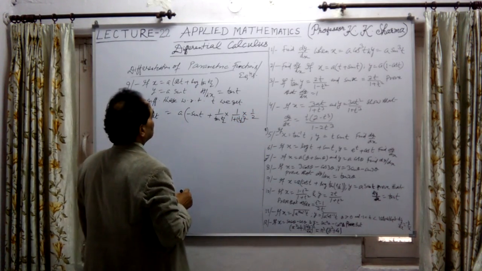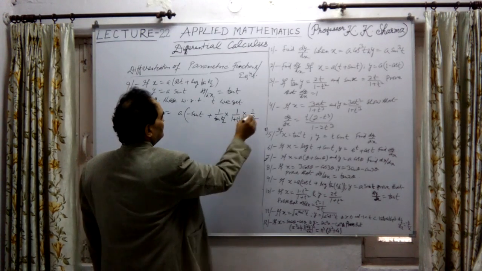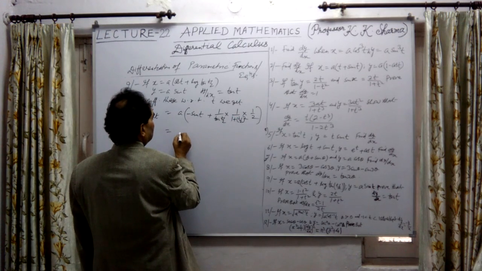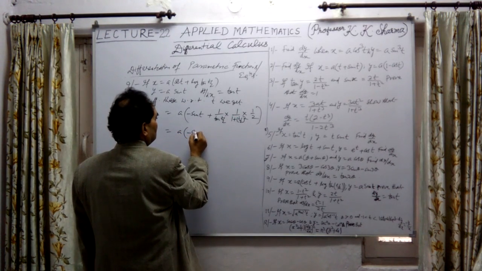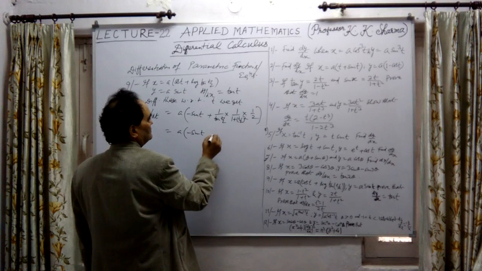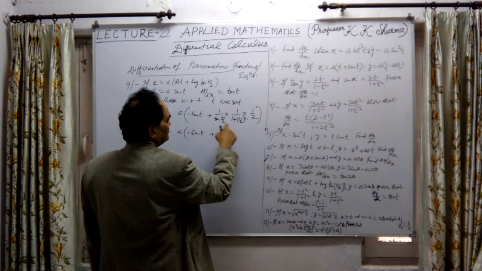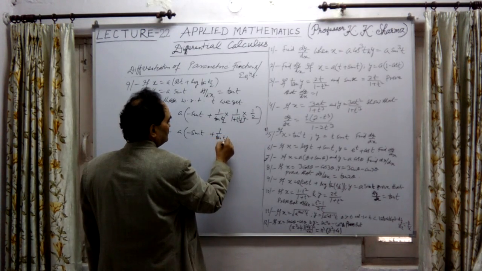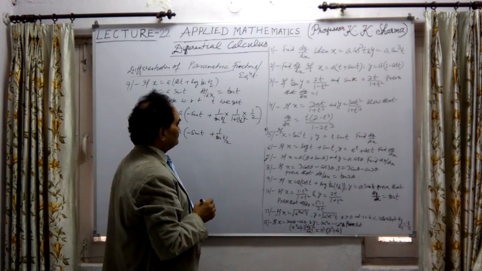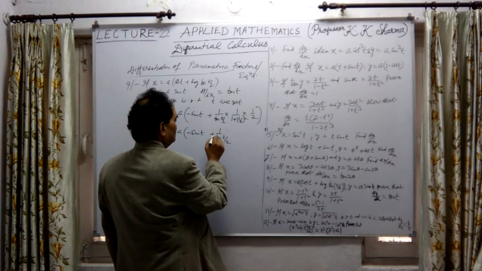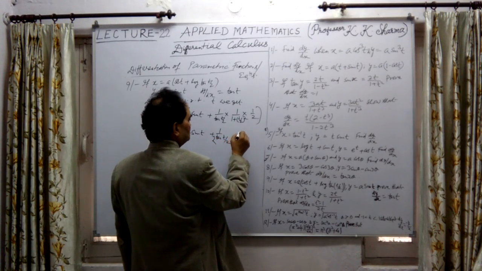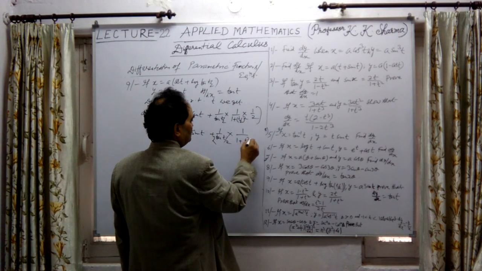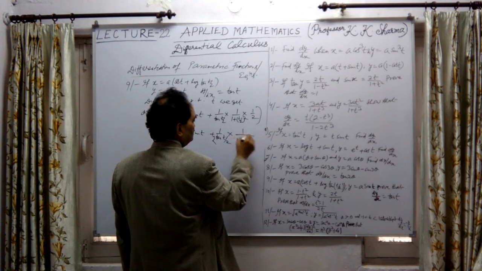I have differentiated it directly. Now let me express this again. This is a(minus sin t plus 1 upon tan t), I can write it as cos t by sin t, multiplied by 2, and this is into 1 upon (1 plus t square by 4), t square by 4.